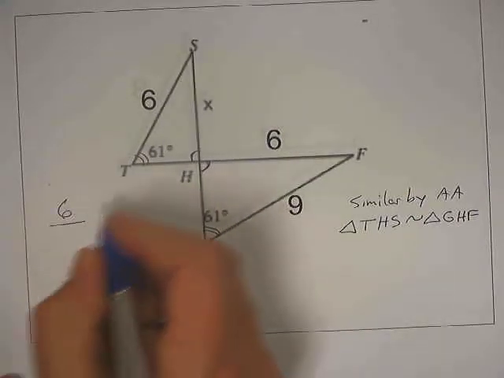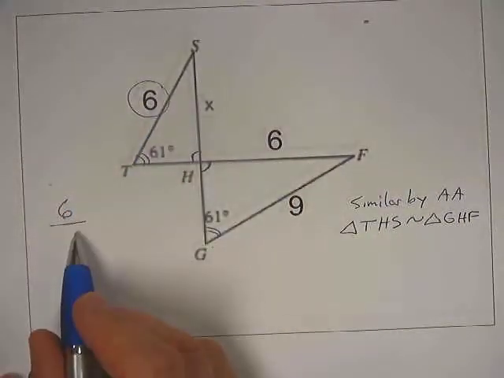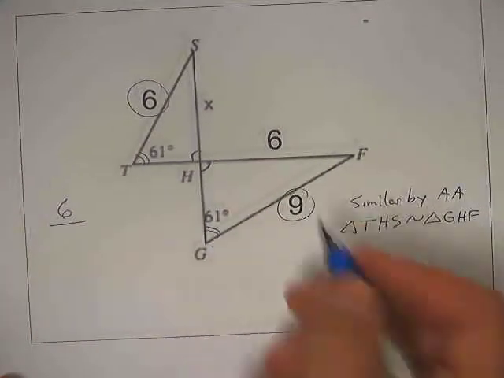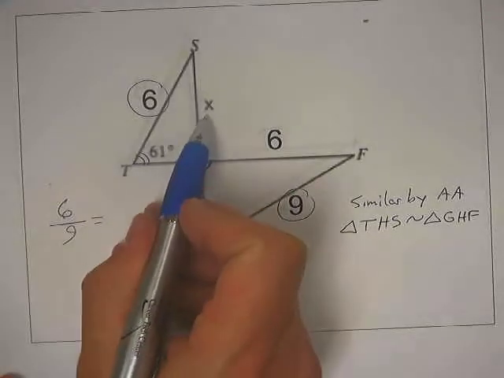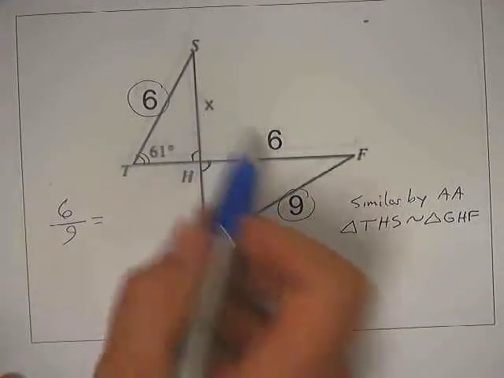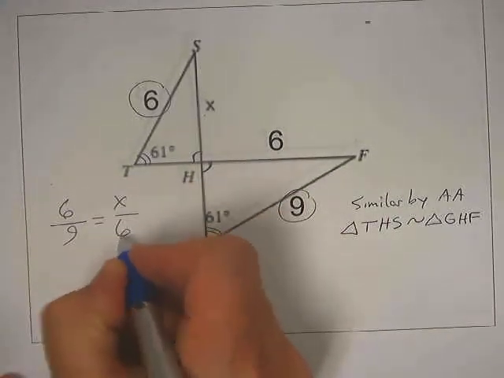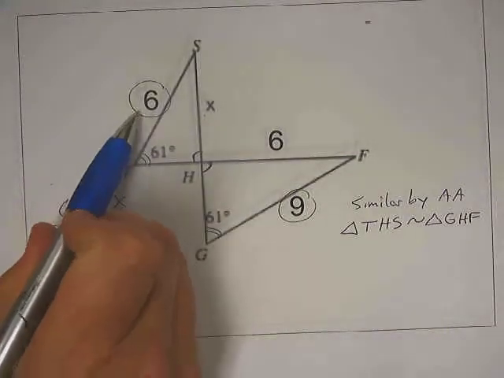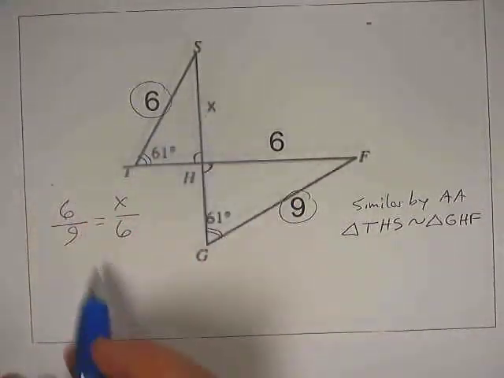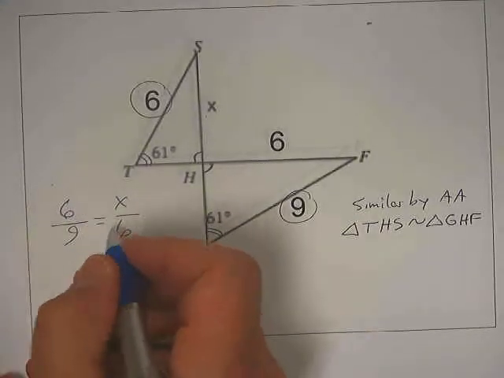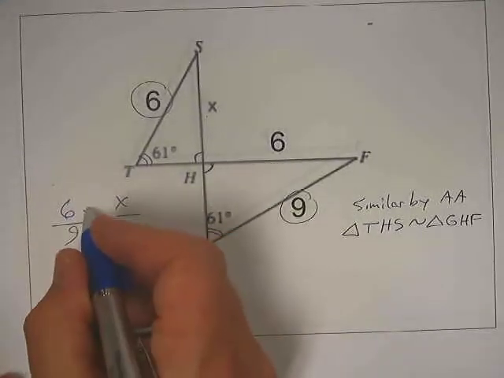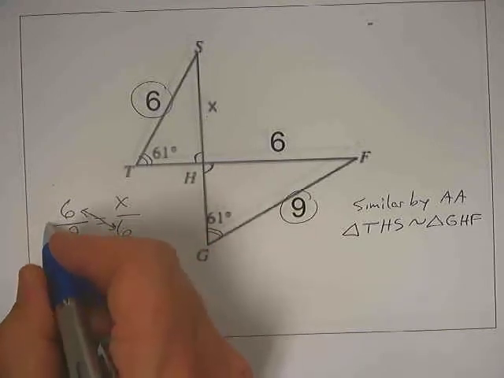Now if I want to solve for x, I have to set up a proportion. So if I look at what looks like the longest side over here, it is 6. This 6 is in the same spot as this 9 is. So 6 over 9 equals x over 6. You see I'm going from the same direction, from smallest to largest, smallest to largest.